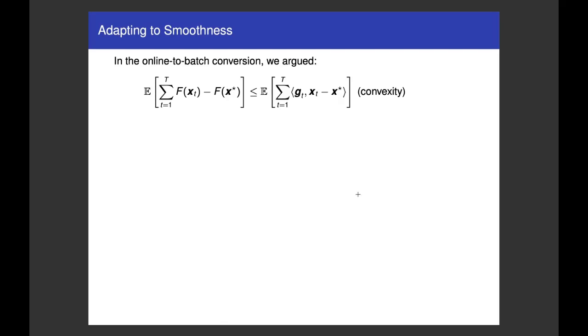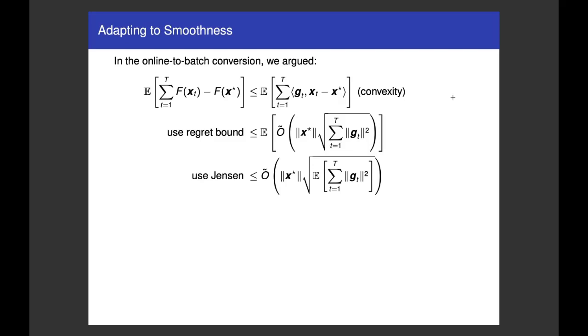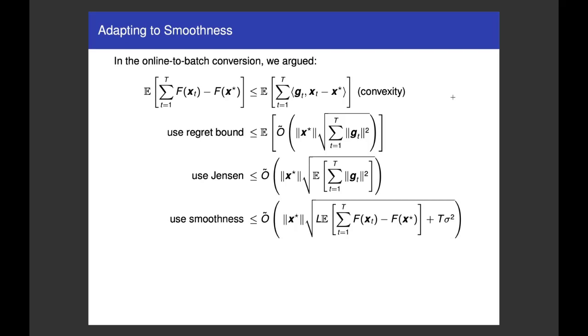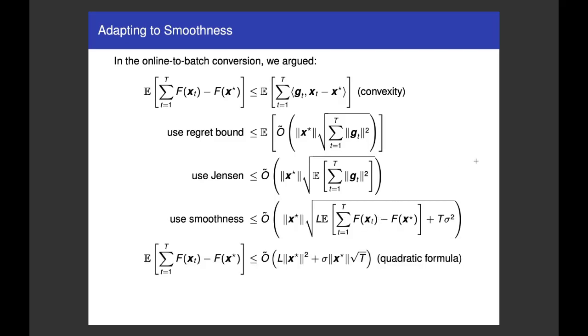All right, so what's the whole argument? In online to batch conversion, we looked at the suboptimality and bounded this above by a linear function using convexity. Then we can say that this linear function can be bounded using the regret bound. And we push the expectation inside the square root using Jensen inequality. Now we apply smoothness to see that this gt squared can be bounded by suboptimality plus sigma squared. And now something sort of magic has happened, because this expression has shown up on the left and the right-hand side of the equation. So I can solve for it just by quadratic formula.